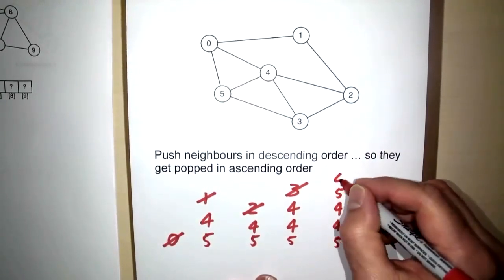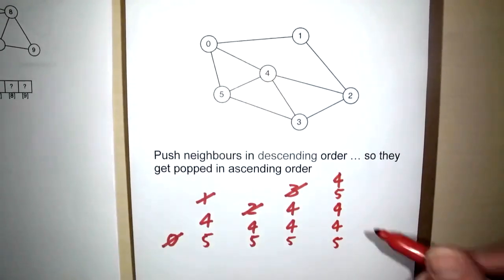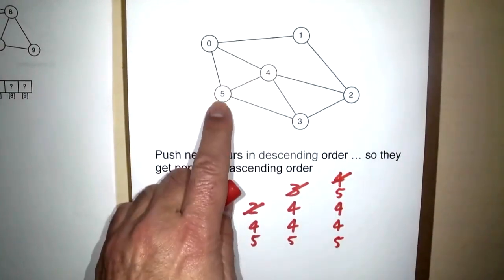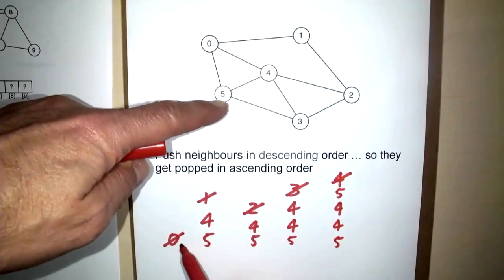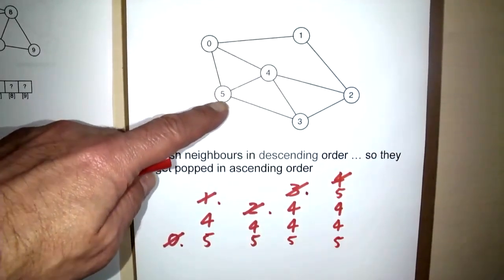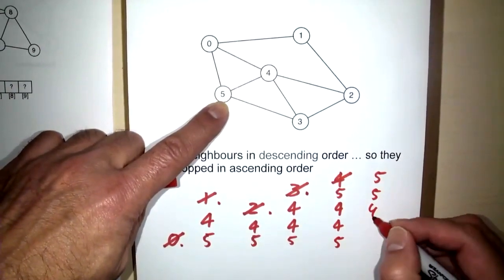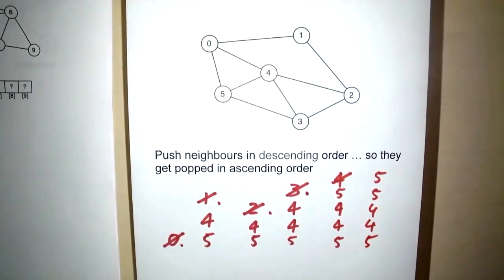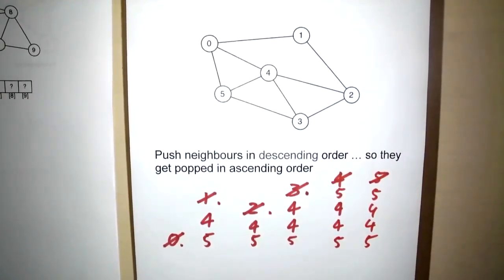This is exactly right, 5 and 4. And then popping off 4, the only reachable vertex now that hasn't been visited is 5. We have visited 0, 1, 2, 3, but we haven't visited 5, so we push 5: 5, 5, 4, 4, 5. And then finally we pop 5, and this is the vertex that we were looking for.